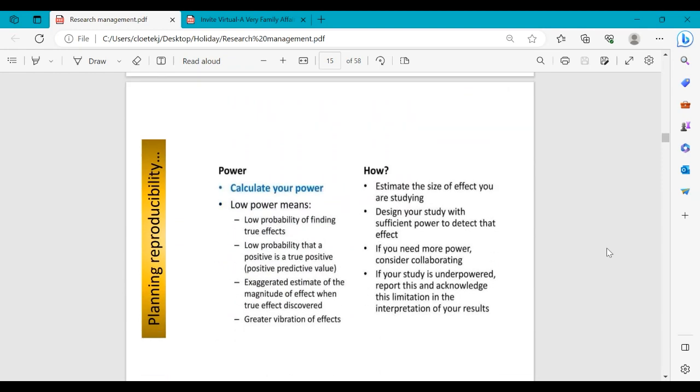Right? So now, let's talk about power, like I already said. It's important right at the beginning of your work to do a power analysis, to calculate the power to achieve statistical significance. So how many samples should I collect or work with to, at the end of the day, achieve statistical significance in my study? If we're working with a few samples, there may be a low probability of finding true effects, or a low probability that a true positive outcome will be there. There may be an exaggerated estimate of the magnitude of the effect when a true effect is discovered, and a greater variation of effects. This may all happen when you have a low number of samples. However, the problem with this is that sometimes you cannot always use a large amount of samples.